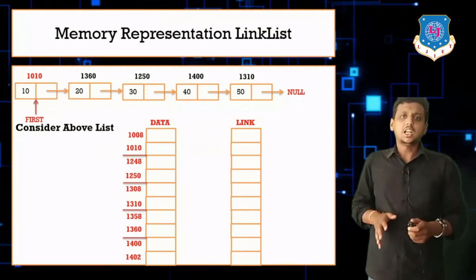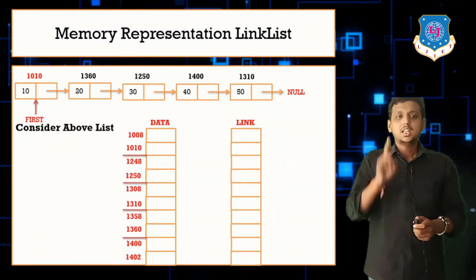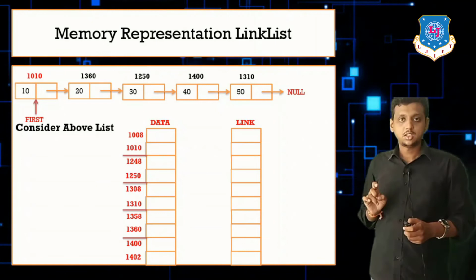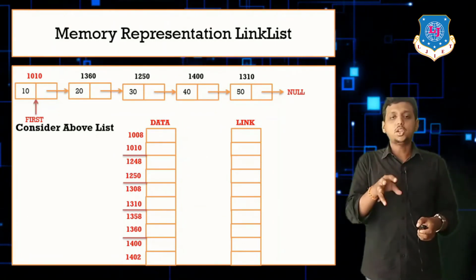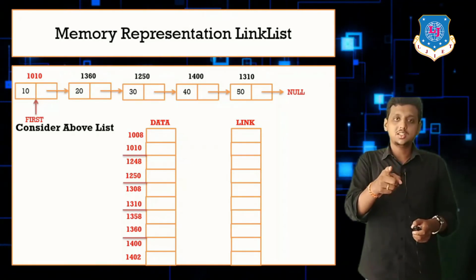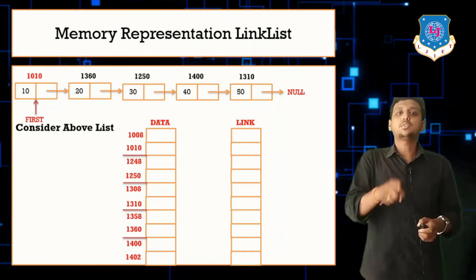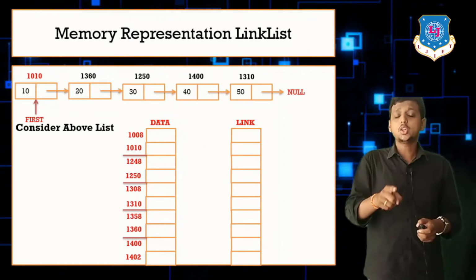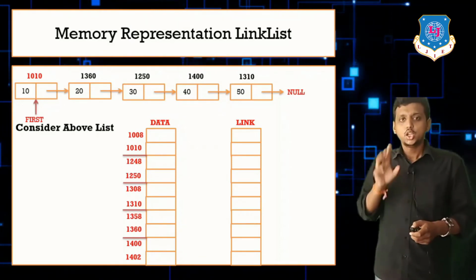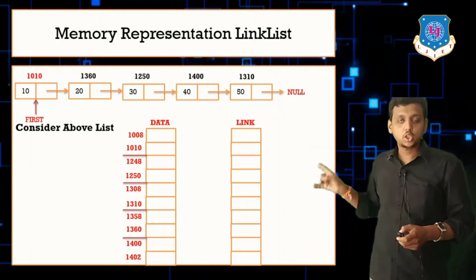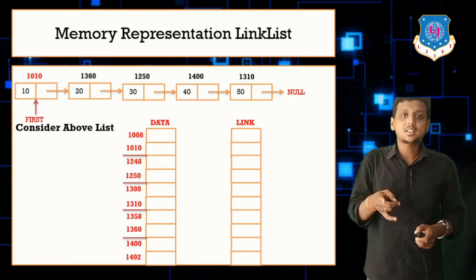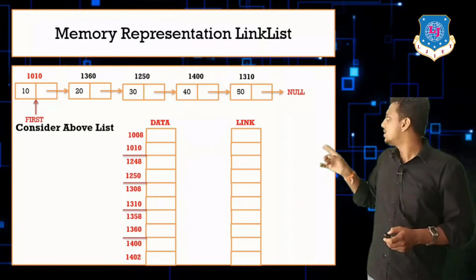So let me start with our very first data, that is 10. Students, can you tell me what do we mean by the first? First is a pointer which is pointing to the first node of the list. That means it stores the address of the first node. Okay. So what is our first node? Our first node contains the data value 10. Okay. Good. Now its address is 1010.